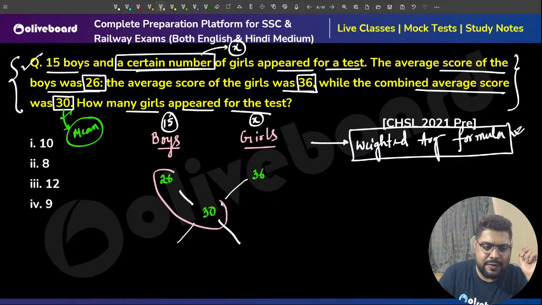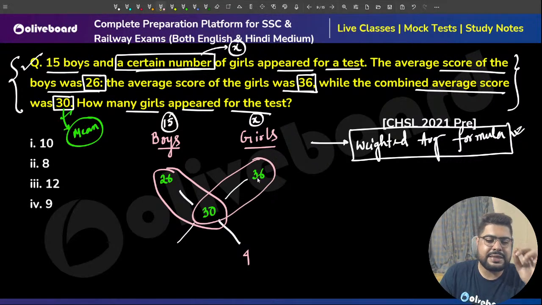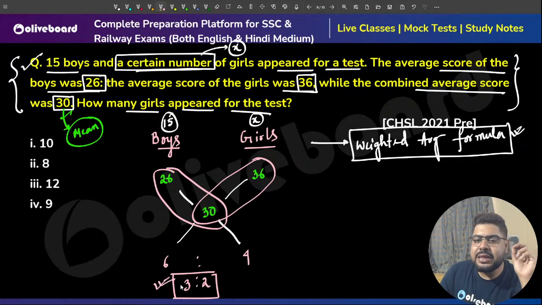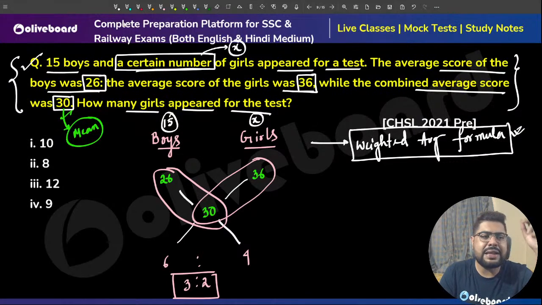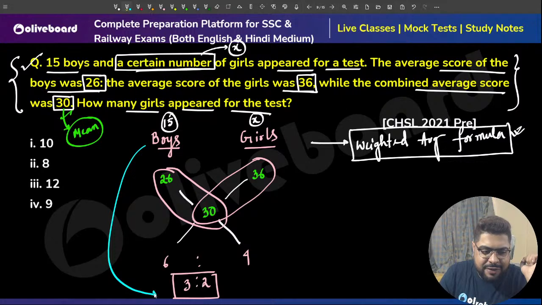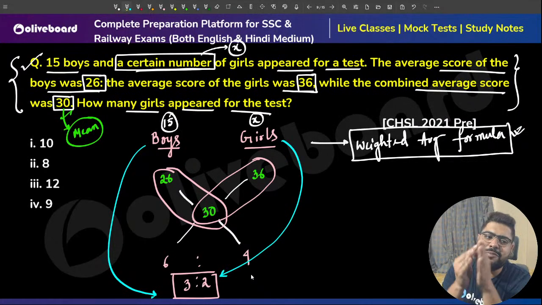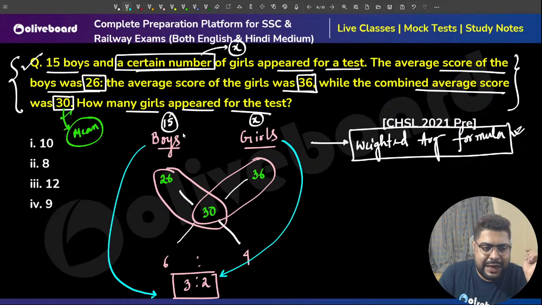Take the positive difference. 30 minus 26 is 4. 36 minus 30 is 6. So the ratio is 2 to 3. Now what is this ratio? Here the beauty of allegation comes into display. This is exactly the ratio of number of boys to number of girls. That is why under boys it is 3, under girls it is 2.